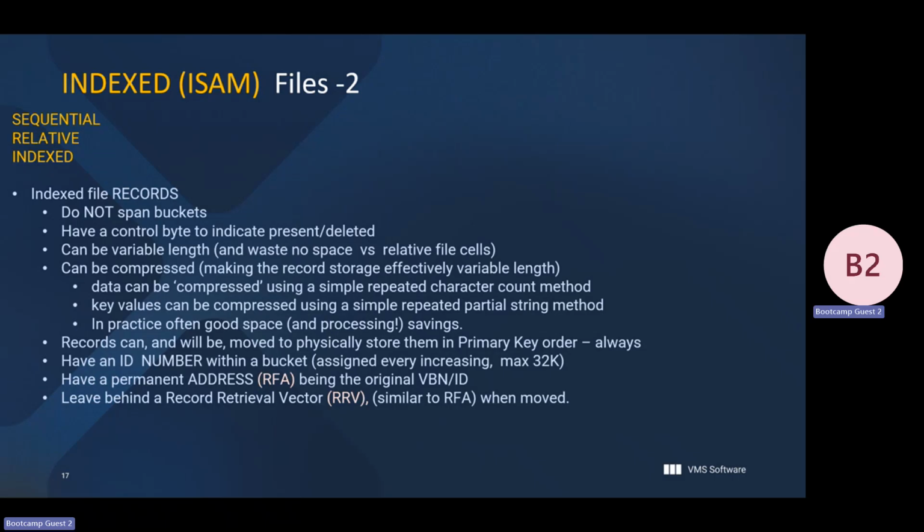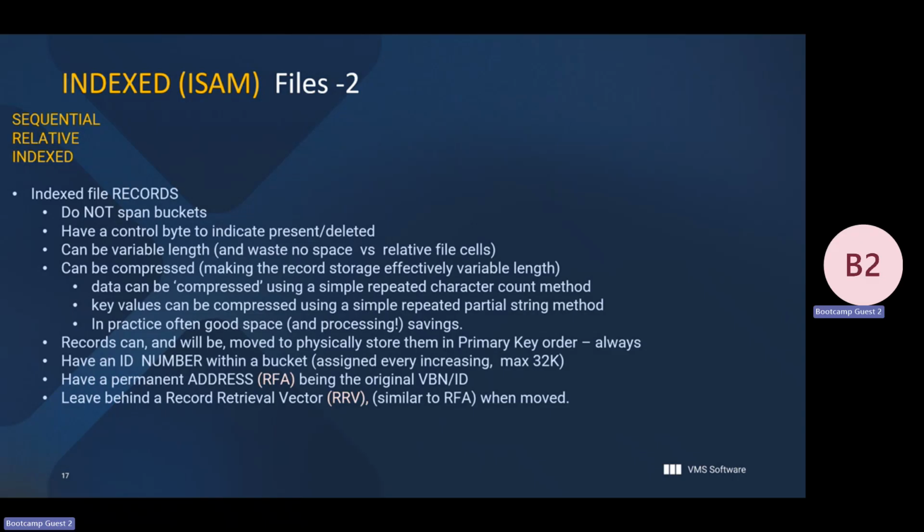So the physical storage is by primary key. RDB has a couple of terms for that too, I think. But they don't matter. So they have to be stored by primary key order, and we will make it so.